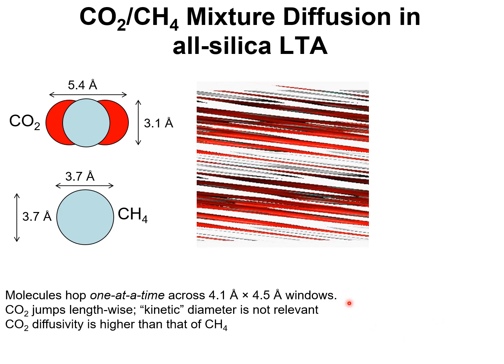Here's an animation of a mixture of CO2 and methane. CO2 is a pencil-like molecule, and therefore it jumps lengthwise across the window from one cage to the adjacent cage. Since the cross-sectional dimension of CO2 is significantly smaller than for methane, the diffusivity of CO2 is significantly higher than for methane.